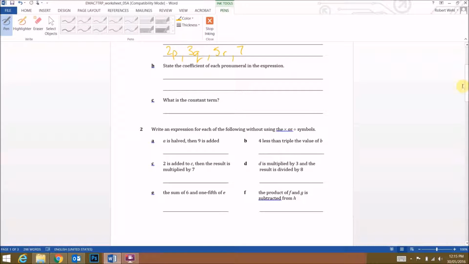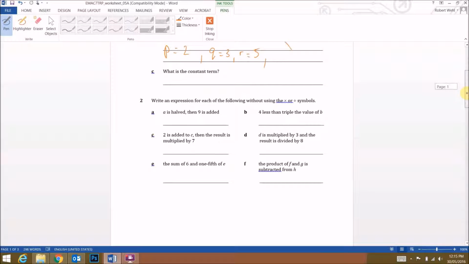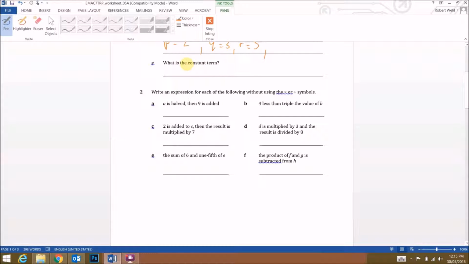State the coefficient of each pronumeral in the expression. All right, well, let's start off with, for P, it is 2. For Q, it is 3. For R, it is 5. And then 7 is a constant term, so it does not have a coefficient, nor does it have a pronumeral, so we don't need to worry about that one. What is the constant term? Well, we just talked about that. The constant term is 7.